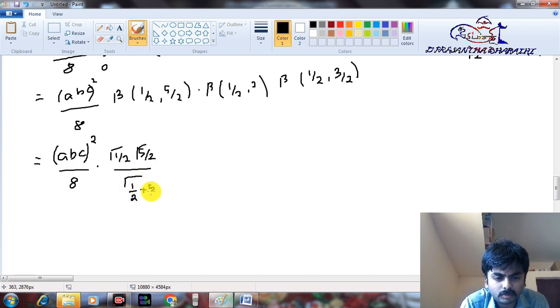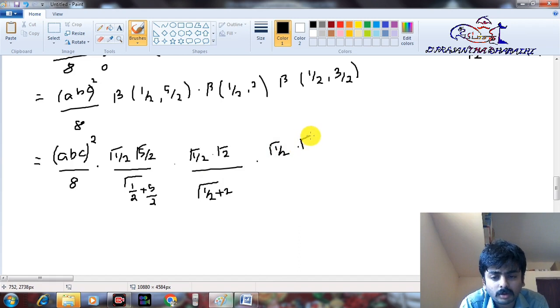Plus 5 by 2 into gamma of 1 by 2 into gamma of 2 divided by gamma of 1 by 2 plus 2, and here gamma of 1 by 2 gamma of 3 by 2 divided by gamma of 1 by 2 plus 3 by 2, that is 3 by 2.